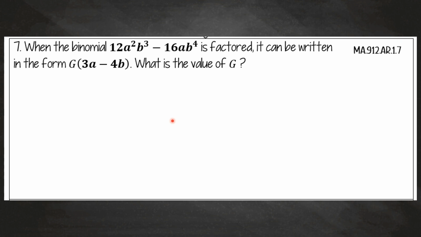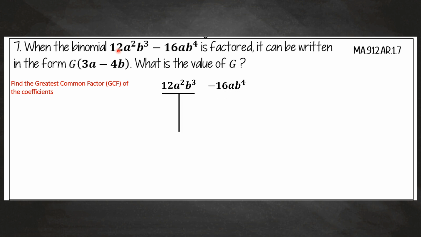All right, I have about 4 minutes. So when the binomial 12a squared b to the power of 3 minus 16ab is factored, it can be written in the form g times 3a minus 4b. So we have to find what the value of g is. What I'm going to tell you to do is just to find the greatest common factor of the coefficients. So look for, we have the 12a squared b to the power of 3 and the negative 16ab to the power of 4. We're going to find our greatest common factor.